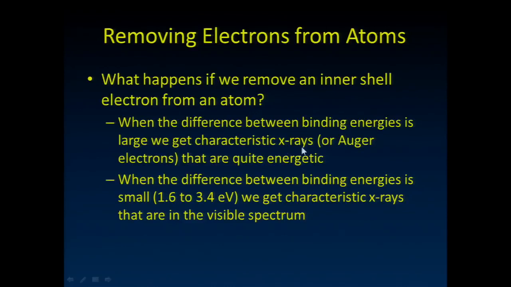So what happens when we remove that inner shell electron? When the difference in binding energy is large, we can get those characteristic X-rays. When the difference is quite small, and this isn't necessarily true for atoms, but sometimes in molecules where some of these electrons are shared, the binding energy between the different atoms in the molecule is even a little lower. The binding energies might be in the few electron volt range, and that's in the visible spectrum. And these are tissues that either scintillate or phosphoresce. If you irradiate them, they now give off electromagnetic radiation in the visible light range.